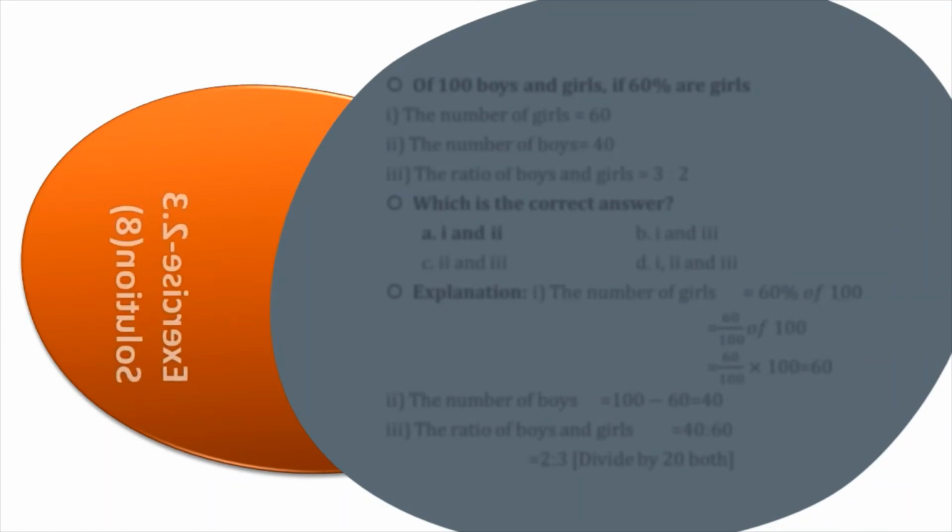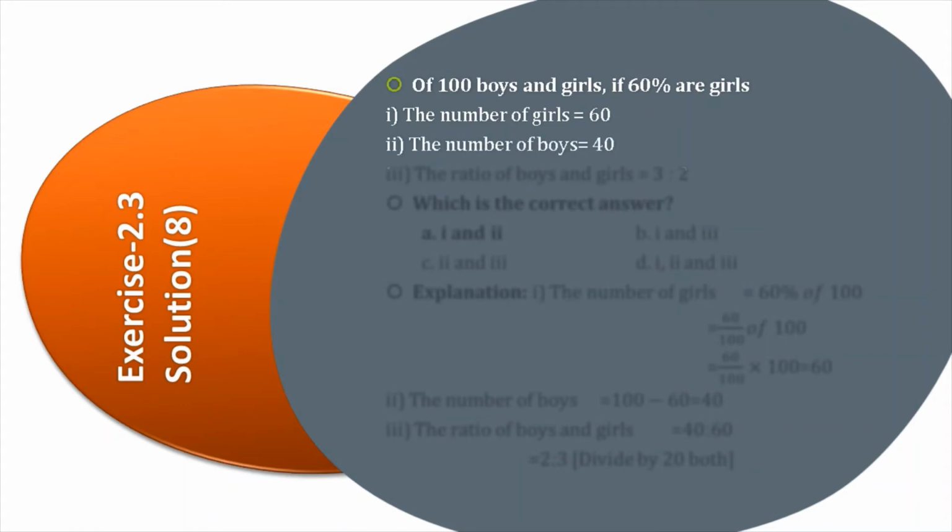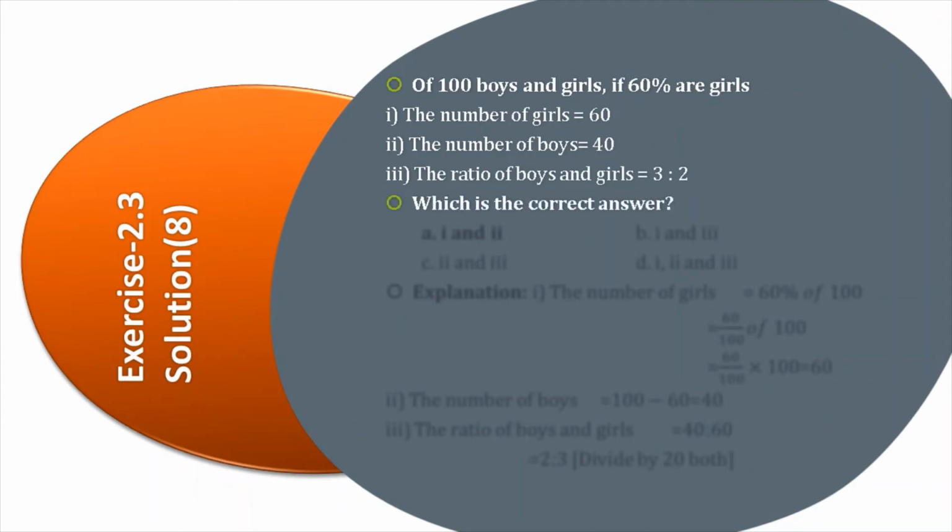Let us see the solution number 8. Of 100 boys and girls, if 60% are girls, number 1, the number of girls is 60; number 2, the number of boys equals 40; number 3, the ratio of boys and girls equals 3:2. Which is the correct answer? Let us see the options. A: 1 and 2, B: 1 and 3, C: 2 and 3, D: 1, 2 and 3.